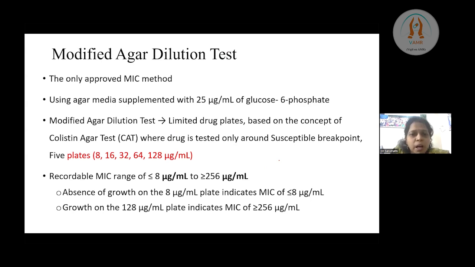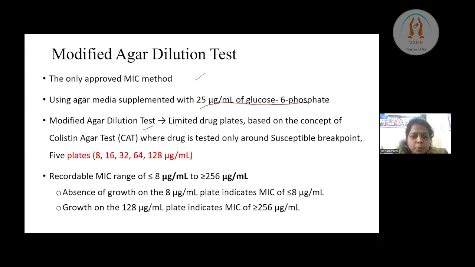Coming to the modified agar dilution test, as I told previously, the agar dilution is the approved MIC method for testing Fosfomycin. So here we are using the agar dilution plates, which are supplemented with 25 microgram per ml of glucose 6-phosphate. For Fosfomycin, we need glucose 6-phosphate to be included in the agar plates for the testing. Okay, how are we going to do the modified agar dilution test?